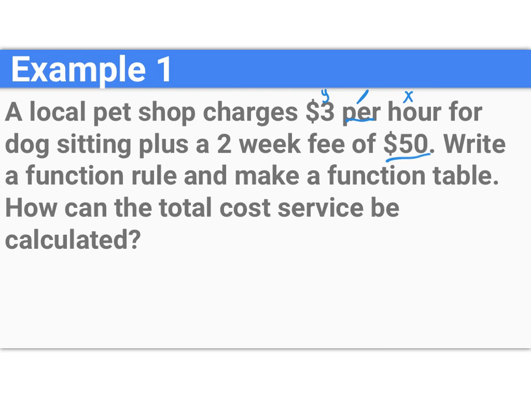So what do we have? We have f of x equals the rate of change, which is our y divided by x, multiplied to x plus 50. But remember, this is only for 2 weeks at a time. So if you have your dog in there, they're going to charge you a 2-week fee, even if you only have it in there for 3 days.